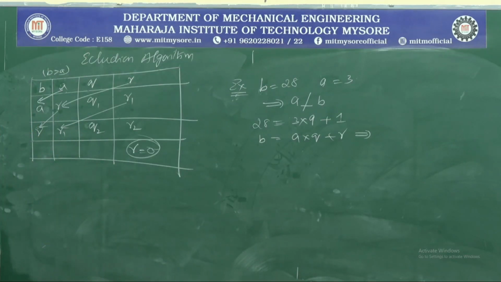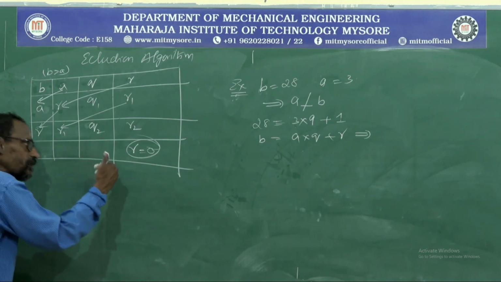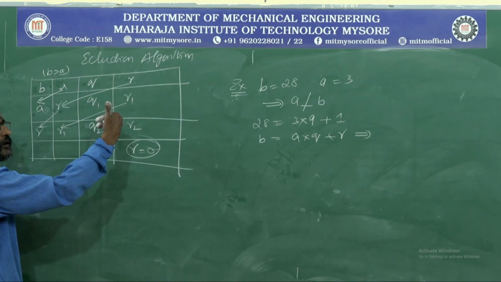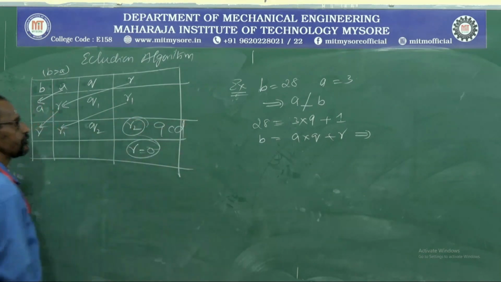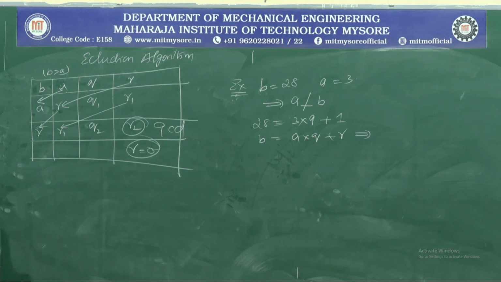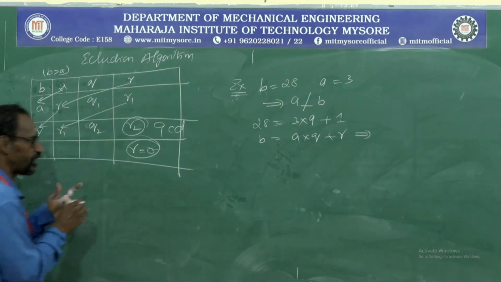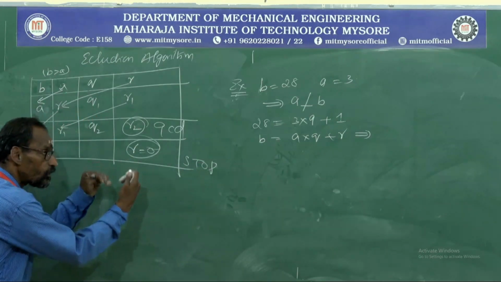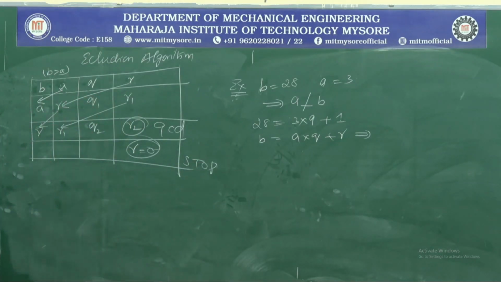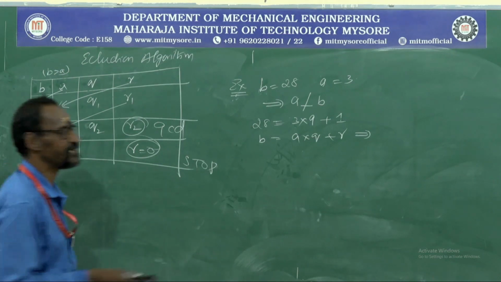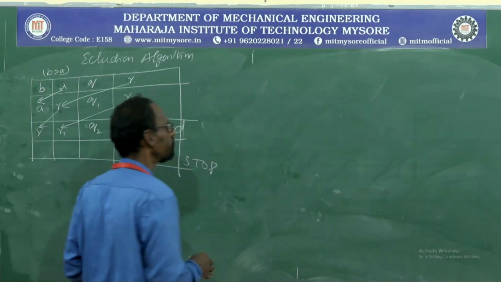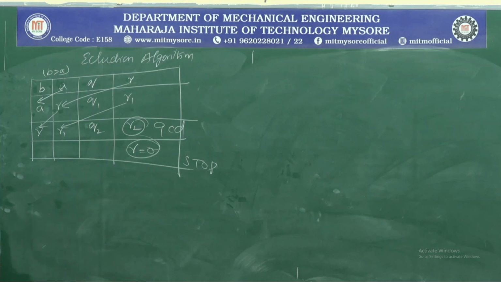Once the R component becomes 0, the previous value of R is going to be the GCD. Once you get R equal to 0, stop the process. You can write here: stop. Go to the previous step, get the R value. That is going to be the GCD. I am going to show you one example of how to evaluate the GCD. When should I apply the Euclidean algorithm? Only when the given numbers are too big, and I apply it to get the GCD.